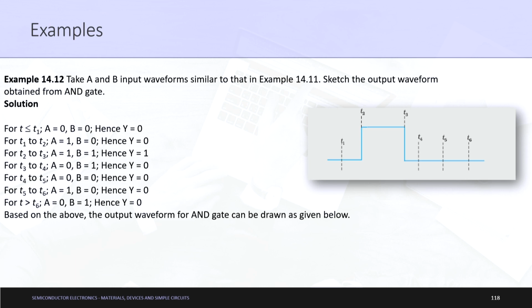Now, let us do an example for this gate also. Take A and B input waveforms similar to those in example 14.11 and sketch the output waveform obtained from the AND gate. So, as you can see, for t less than t1, what will happen?